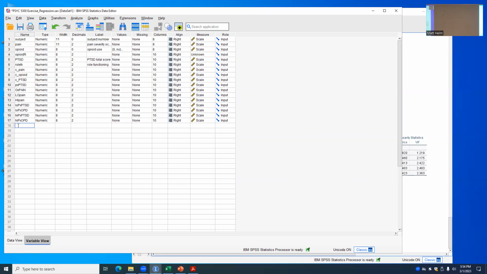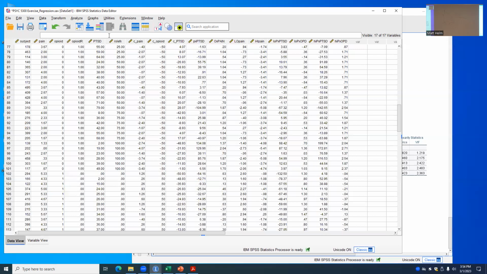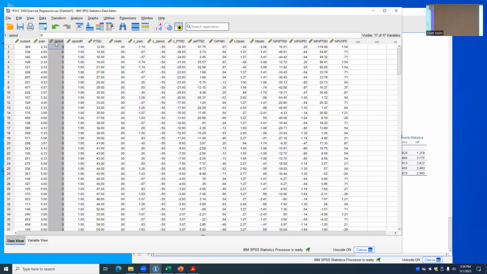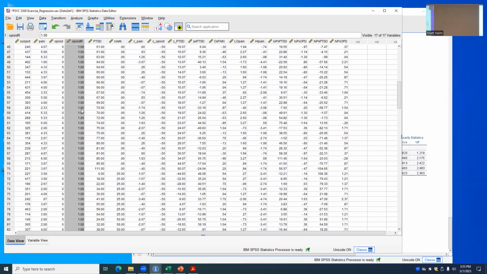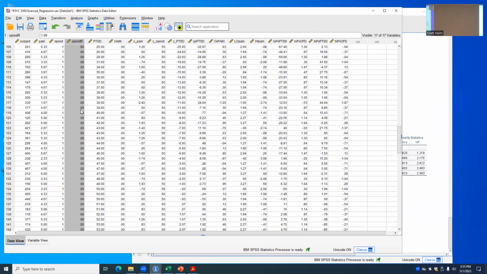So all we did with this is we just created a new variable. We have opiate use, that's 0 no use, 1 equals use. And then we just took that and flipped it around. So opiate R, 1 corresponds to people who are not using opiates, and 0 corresponds to people who are using opiates.